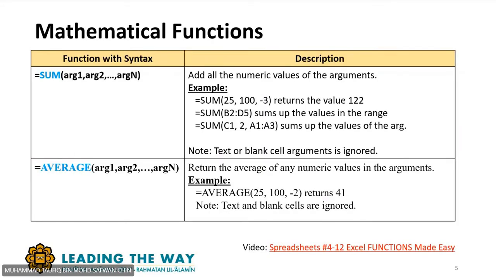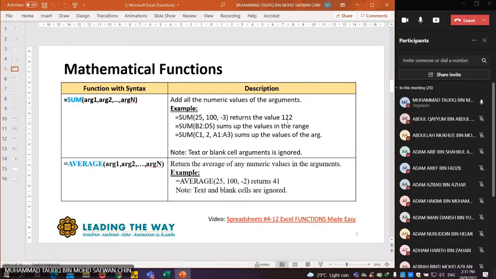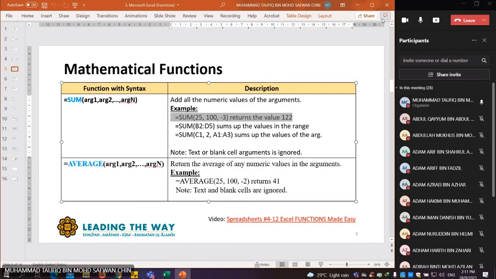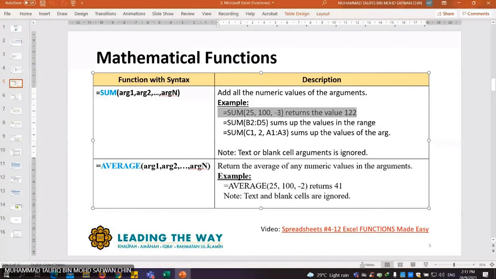Okay, sum. Okay, so basically sum is add all the numeric values of the argument. Okay, so sum lah, semua orang tahu kan. But dalam parenthesis tu, how you can write the argument. Okay, for example, dekat example yang first tu. Okay, so here is the first example. Okay, so you can see the first example here.